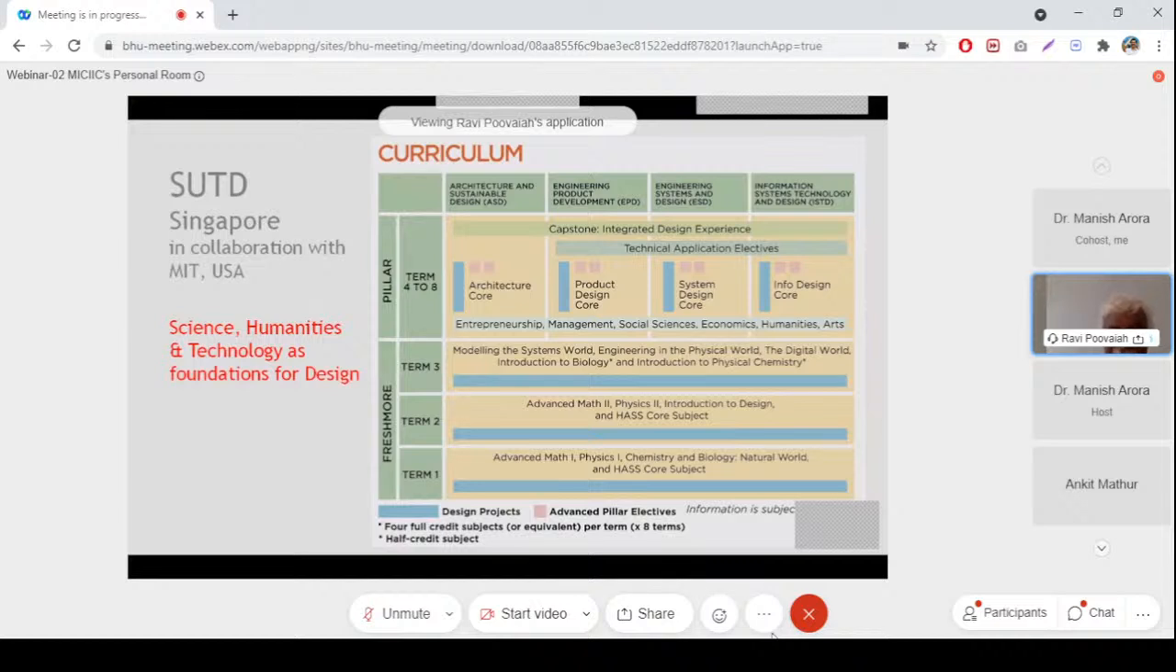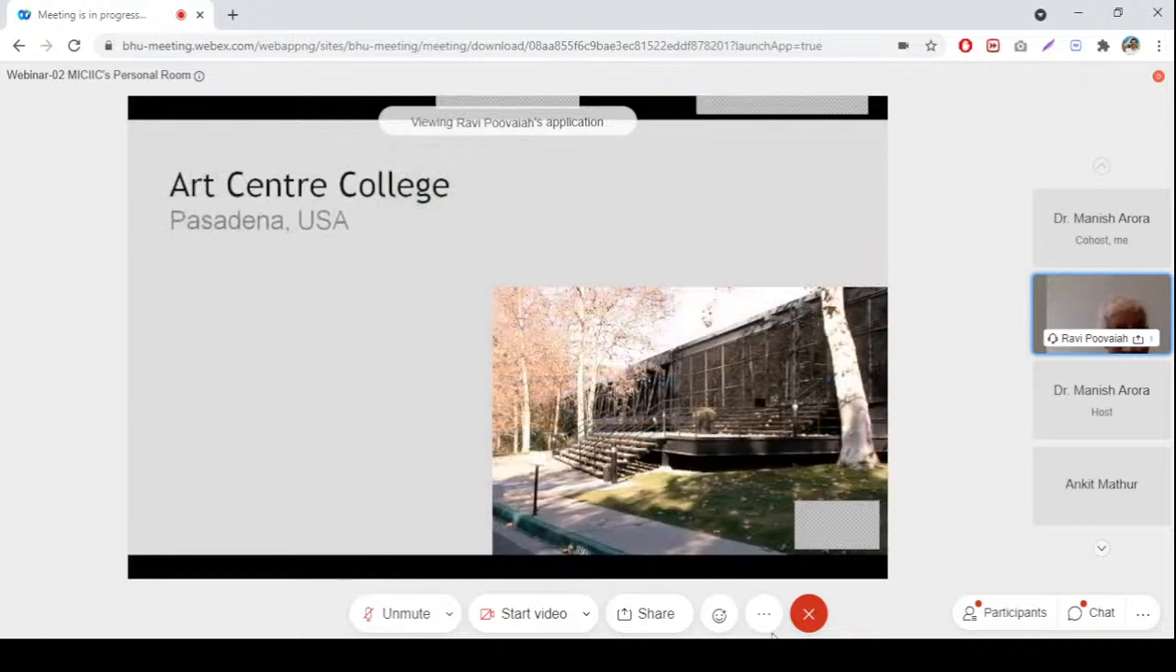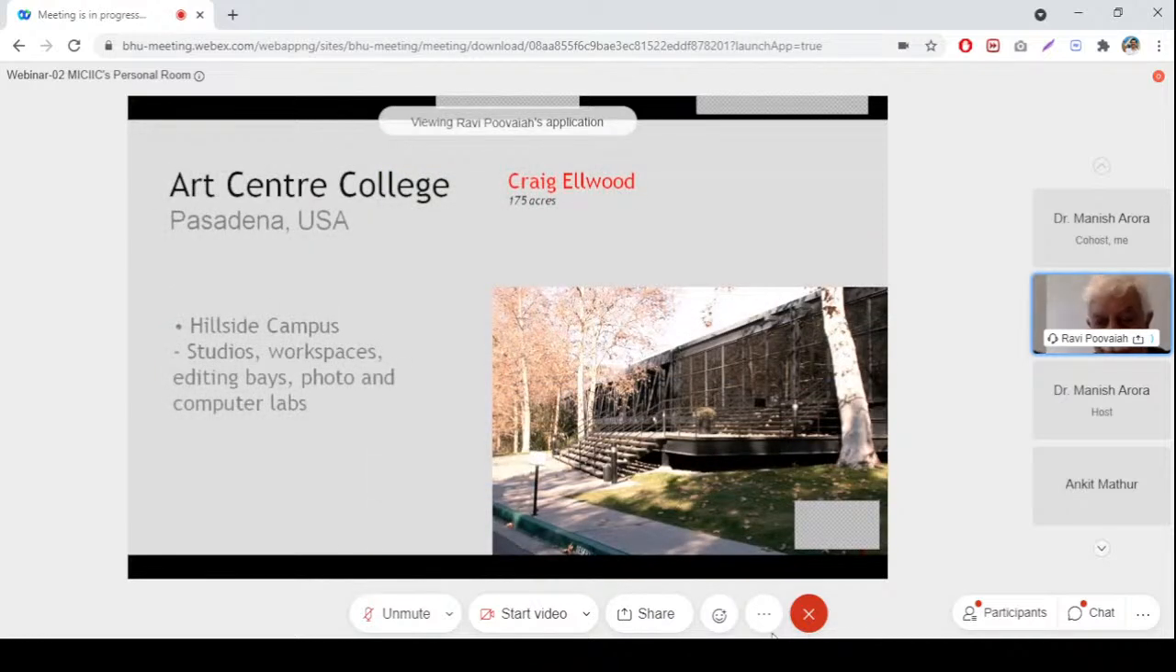Now design has been combined with technology and humanities to again give a very holistic way of looking at the learning of design. So let's look at some of the schools of design.